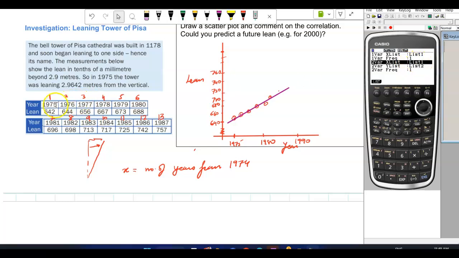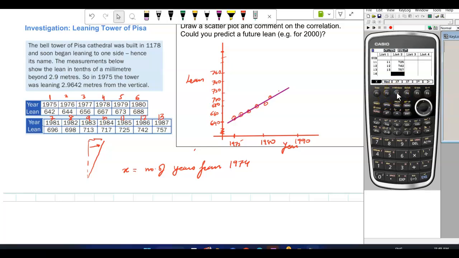Is the x list in list 1? Yes. And your y list is list 2. Just check that. The top thing doesn't matter. One variable doesn't matter. We are doing two variable statistics. That's your one variable, your earlier chapter, and now you get two variables. Listen to me. Don't jump to conclusions.